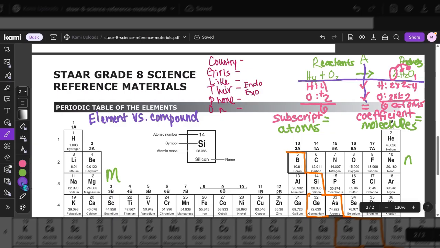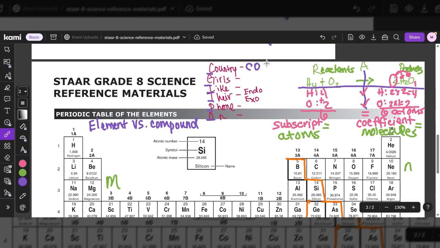So we go to our acronym, Country Girls Like Their Phone On. C stands for color change. Again, that says color change, just in case you don't understand it. G stands for gas. L stands for light.